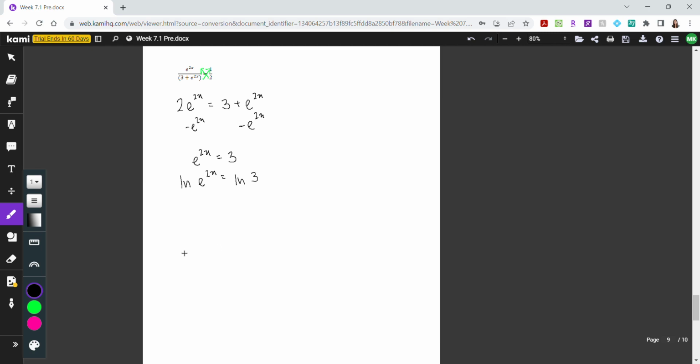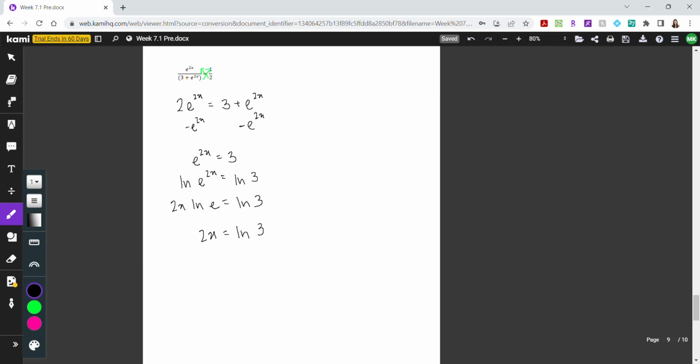Now the reason I'm using ln is because this is e. If you see e, just use ln. That's all. Now we have ln e to the power of 2x equals ln 3. Exponent, let's put it to the side. So then we're going to get 2x ln e equals ln 3. Oh, look, ln e. I straight away know ln e is equivalent to 1, right? So I would have 2x equals ln 3.